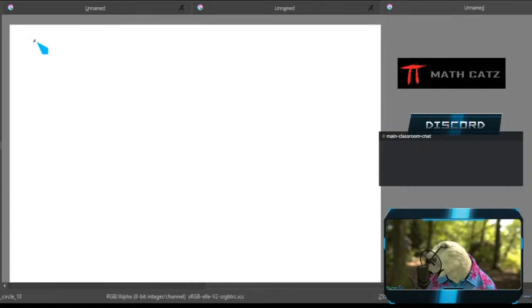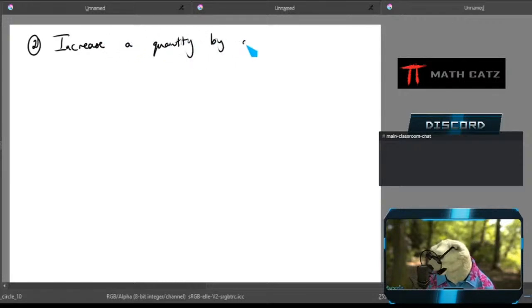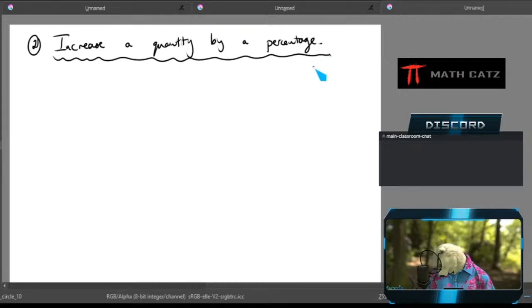Okay, so next up, number 2, is to increase a quantity by a percentage. Squiggly lines. Increase a quantity by a percentage, for example. Now, for me here, intuitively, it feels better to talk about dollar amounts. Just for me, it feels good. Pretending I have money that increases.